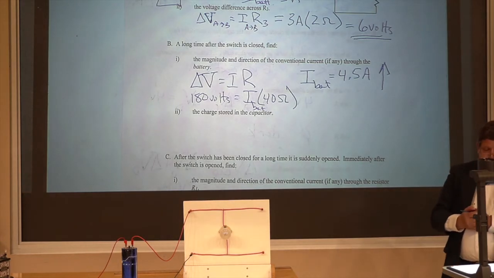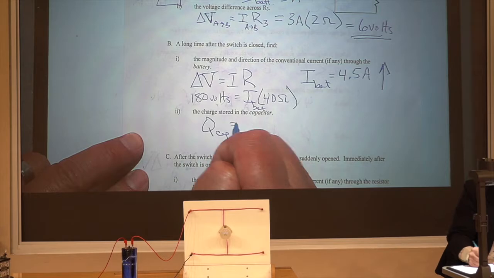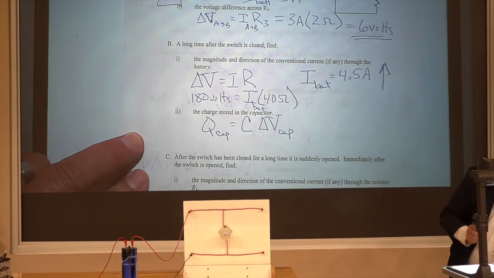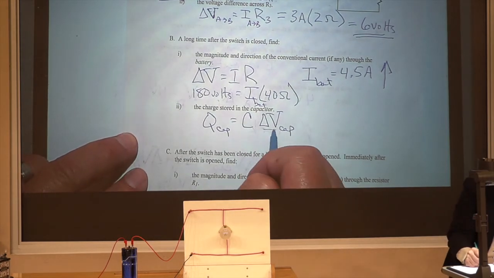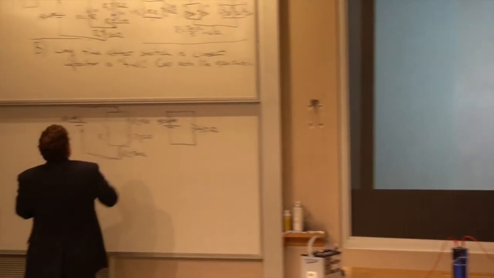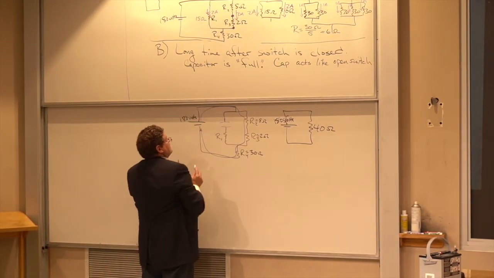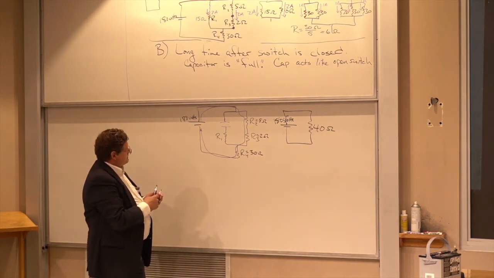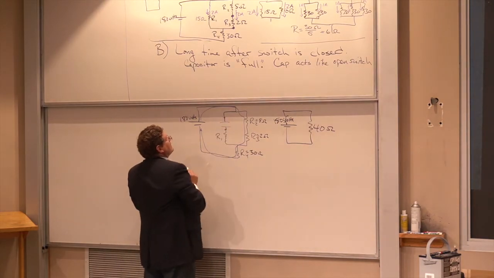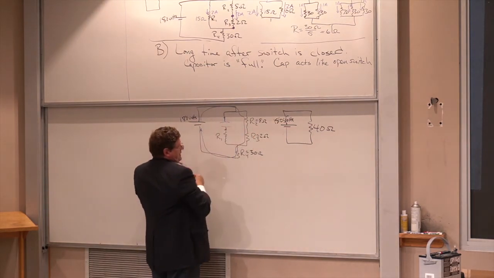Now, what about the charge stored on the capacitor? Well, the charge on a capacitor is just equal to the capacitance times the voltage across the capacitor. So what we need to do is find this voltage across the capacitor. Well, the capacitor acts like an open switch or a gaping hole. So if I want to know the voltage from here to here, I don't look over here, I look at the parallel branch.